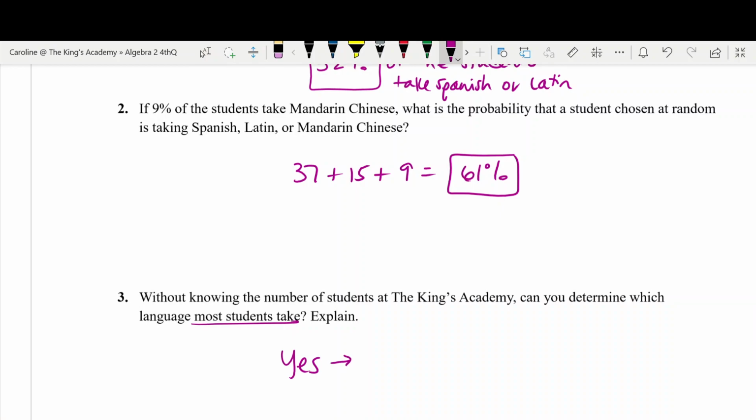Percentages are great. They're always based out of 100. It gives you an idea of what's most or not most, or if something's right in the middle, regardless of how many students there are total. So you can rephrase this if you want. If it asked which one, you'd say it's Spanish because that was the highest percent.